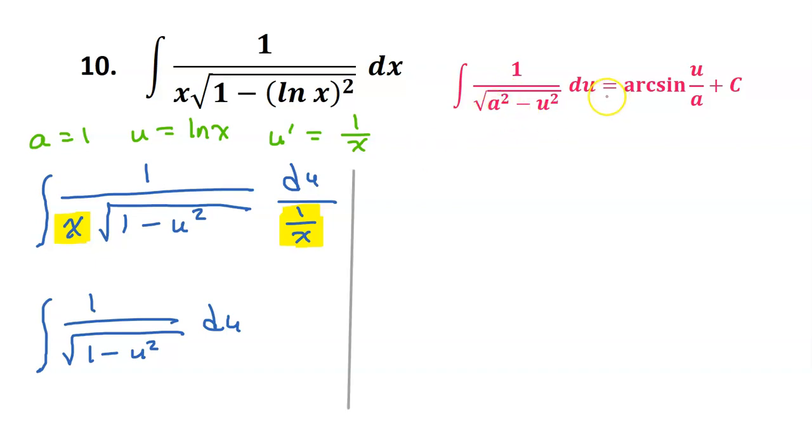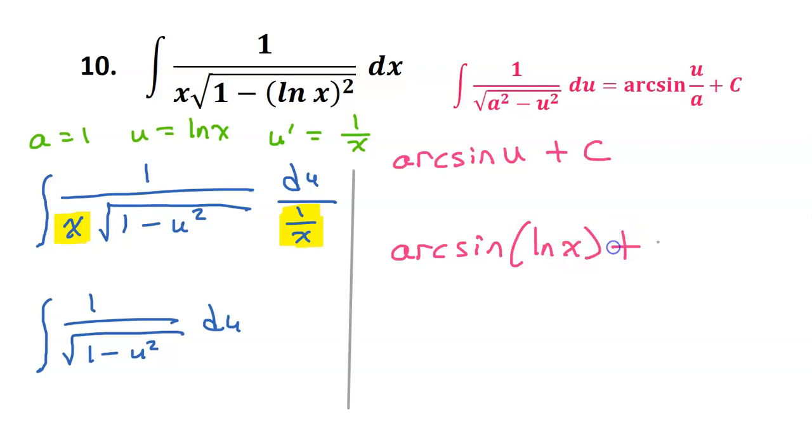So we can integrate by writing arcsine, and then we need u over a. But a is just 1, so it's just arcsine u plus c. Let's go ahead and put natural log x back in for u. So we have arcsine natural log x plus c.